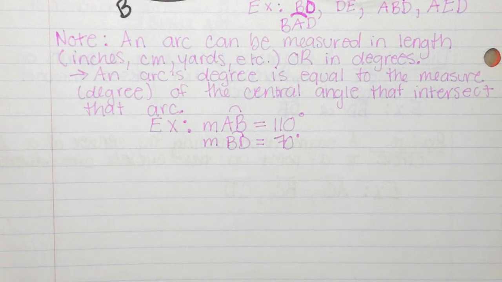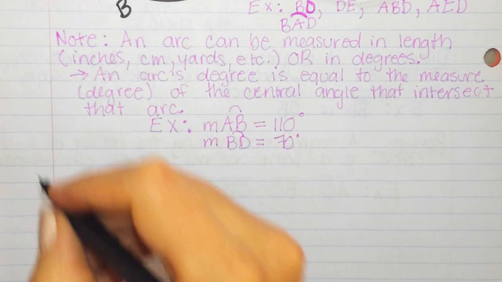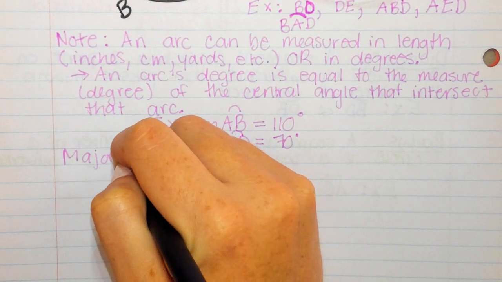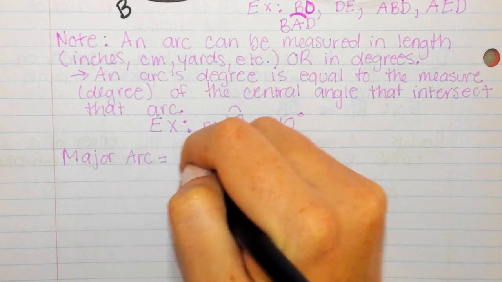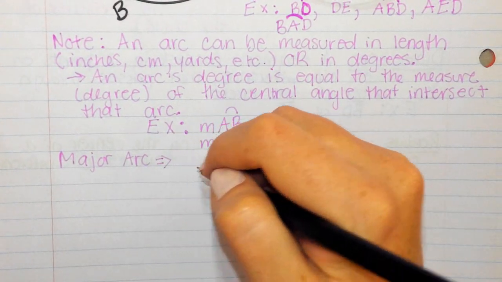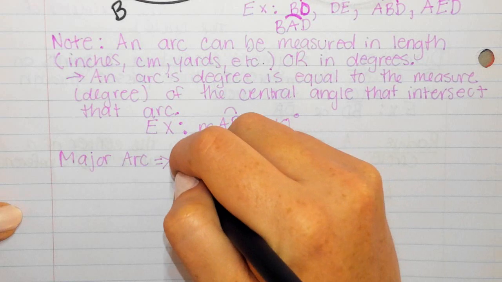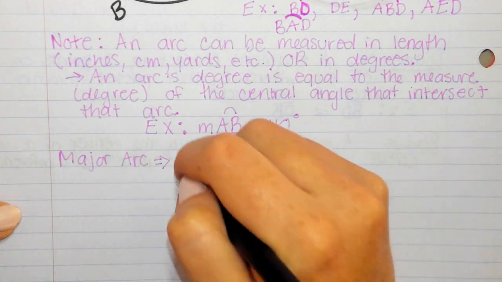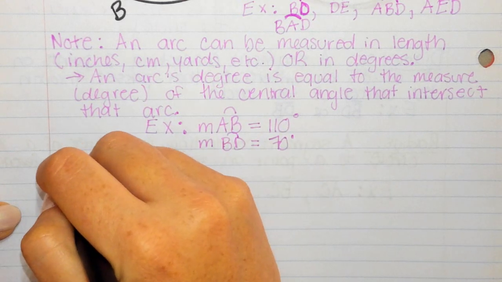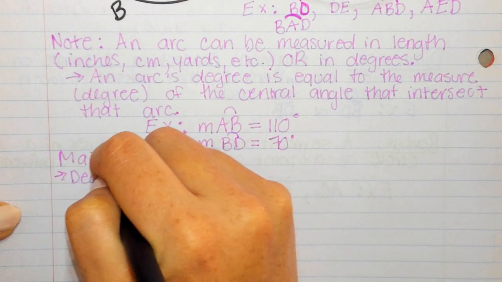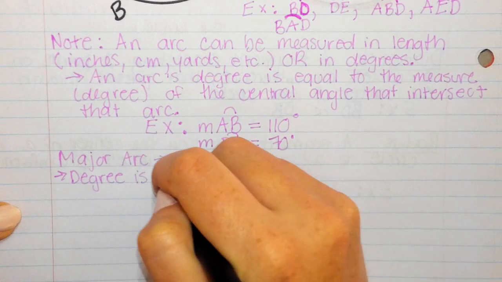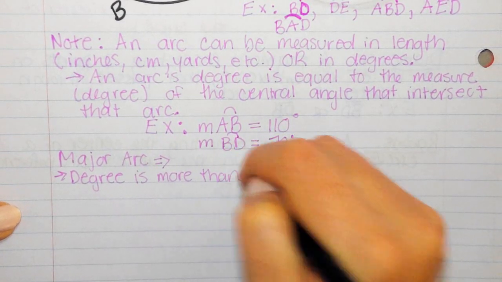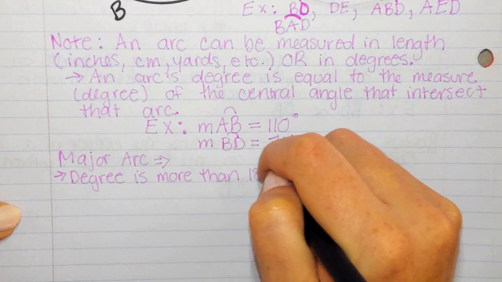All right. Arcs can be broken into two types. You can either have a major arc. Let's just abbreviate this definition. These are arcs where the degree is more than 180.